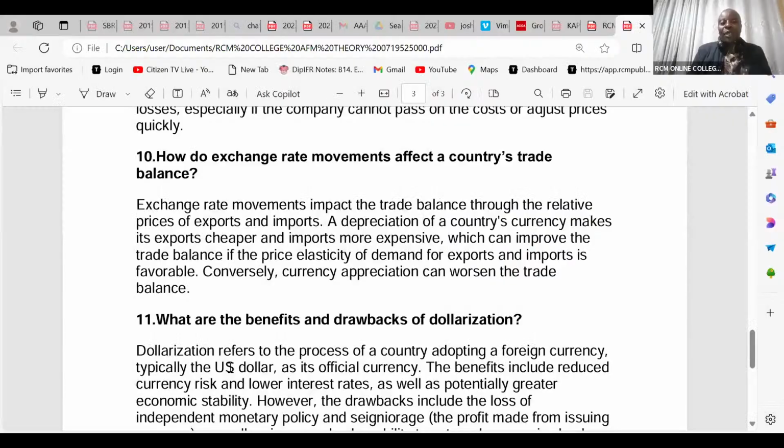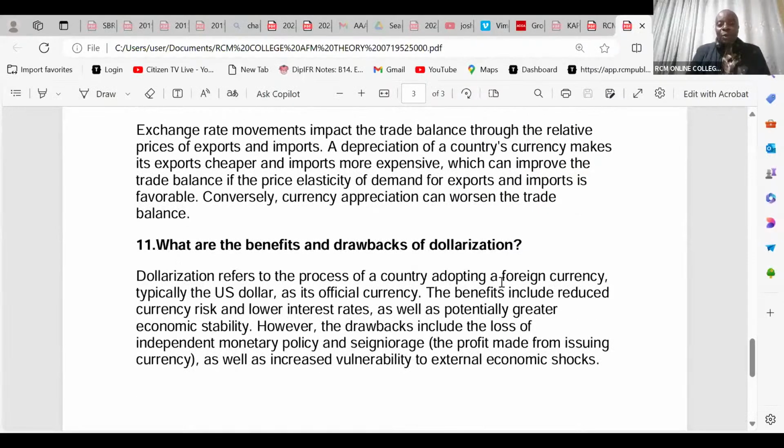What are the benefits and drawbacks of dollarization? Dollarization refers to the process of a country adopting a foreign currency, typically the US dollar, as its official currency. Of course, the benefits include reduced currency risk and lower interest rates, as well as potentially greater economic stability. However, the drawbacks include the loss of independent monetary policy and the seigniorage, the profit made from issuing currency, as well as an increased vulnerability to external economic shocks.